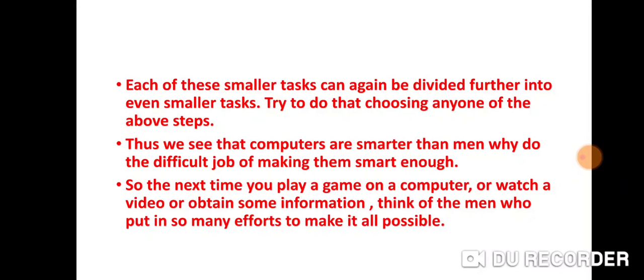So, students, behind these small tasks that we have just seen, there are also many other things and the efforts of many people who help us to accomplish our task. So, every time you do something, remember that there are many other people whose efforts are also involved in it. Students, I hope that you understood this chapter.